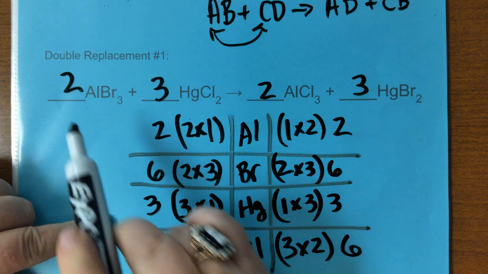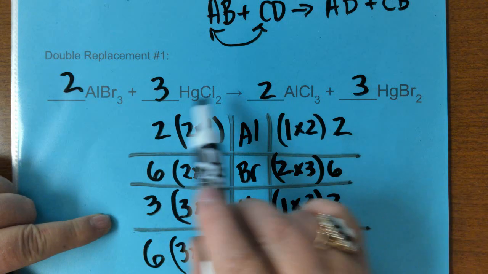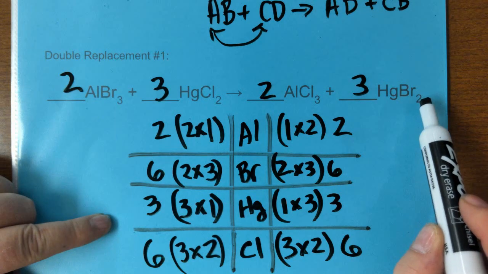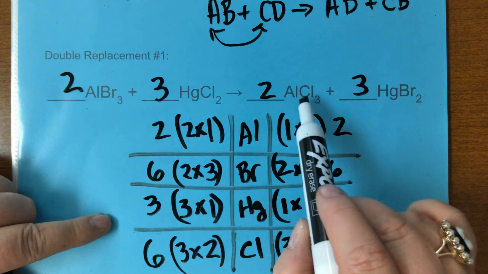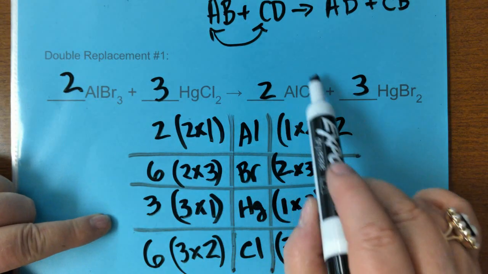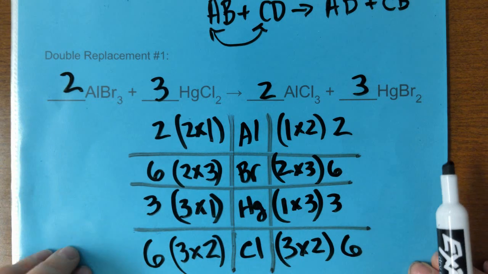Let's double check our work. 2 aluminum, 2 aluminum. 2 times 3 is 6 bromine, 6 bromine. 3 mercury, 3 mercury. 3 times 2 is 6. 2 times 3 is 6. So we are balanced.